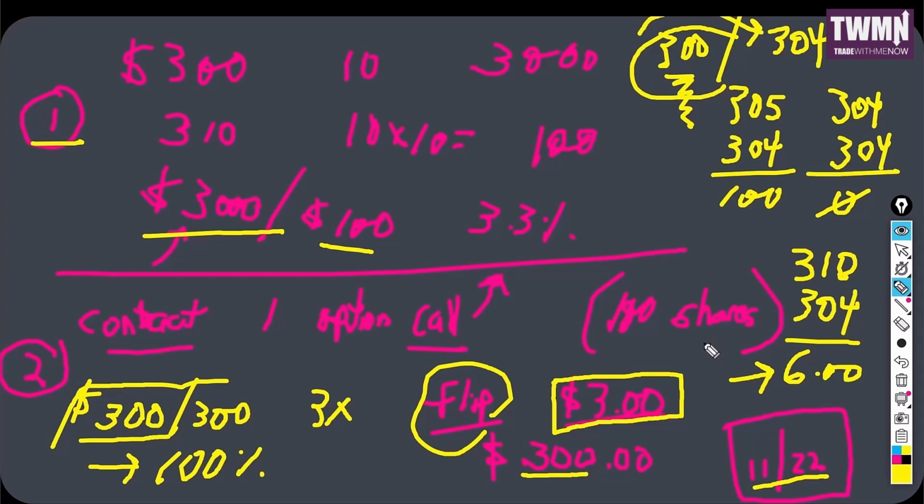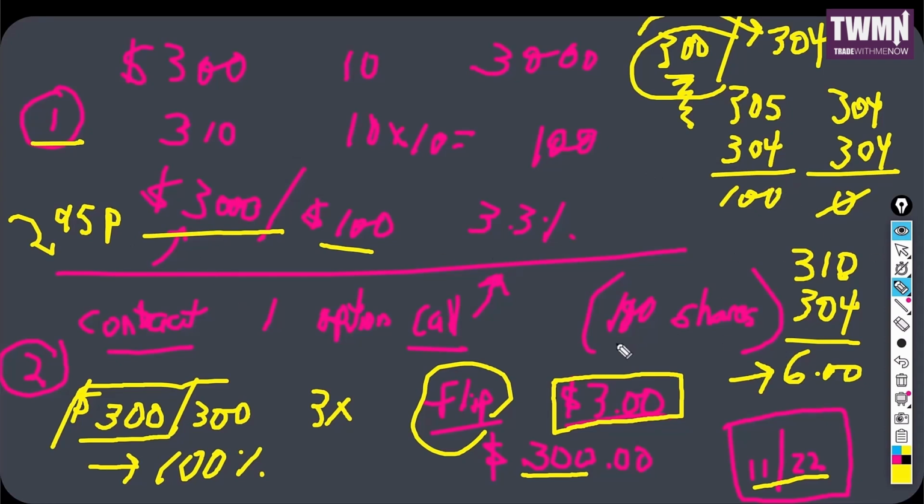Put options work in the reverse. And all that means is if you thought price was going to go down, maybe you would buy the 295 put. And now you want price to go below 295. The math is exactly the same. It's just down versus up. It's called a put versus a call. I'm not going to get into all the details of that.